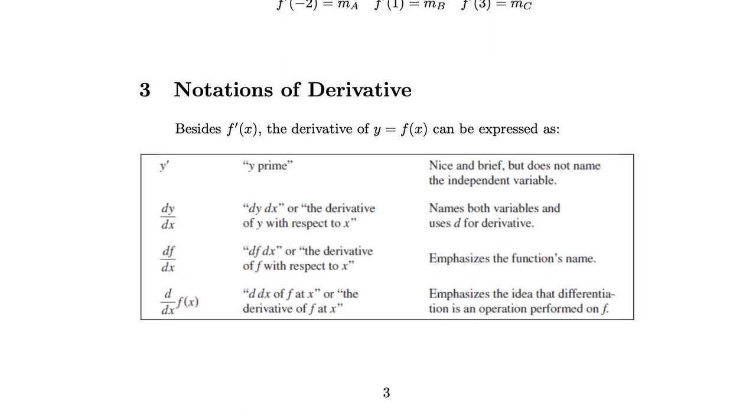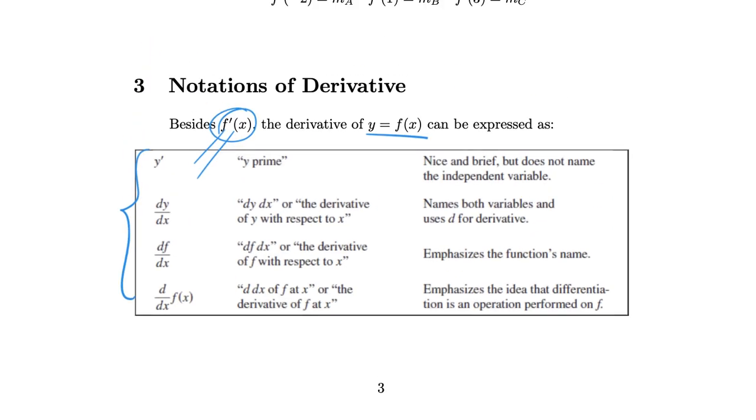So besides f prime of x, if we let y be equal to f of x, these are all ways in which we can write the derivative. And if you see any of these, you know that they're all equivalent to this f prime of x. So these are just different ways to write a derivative. There's nothing really special. Feel free to take a screenshot or whatever.